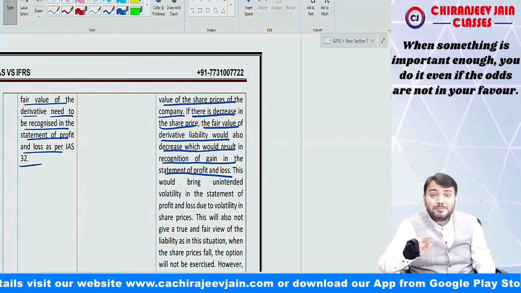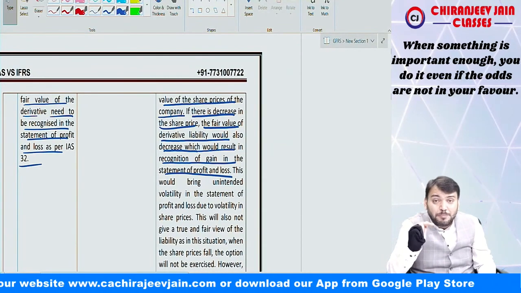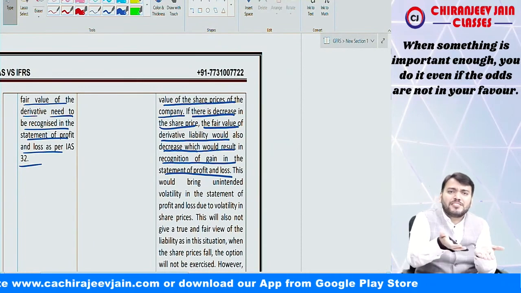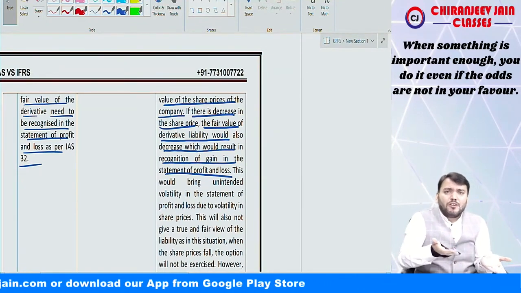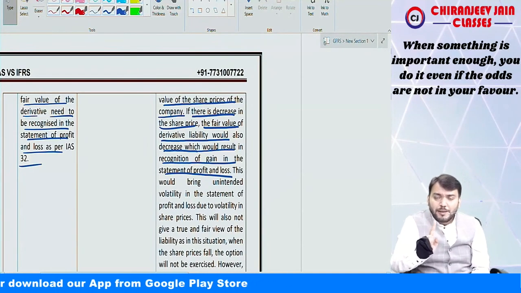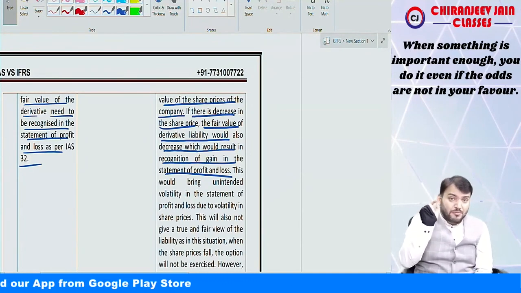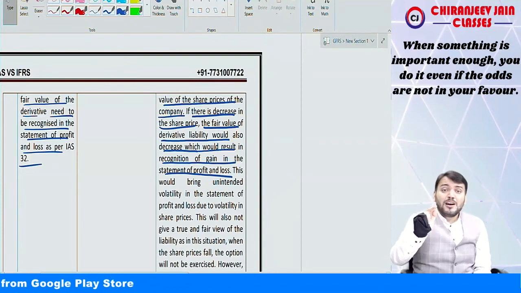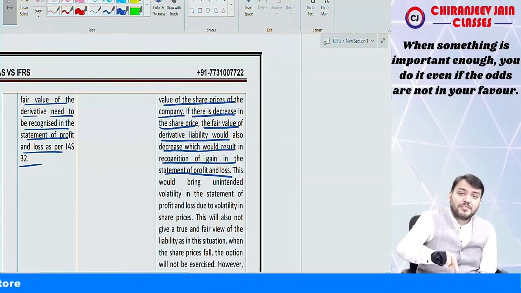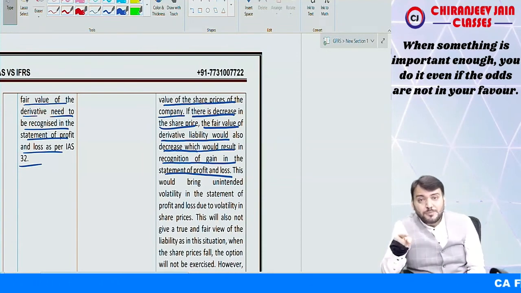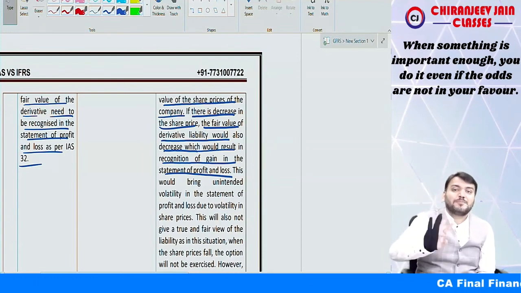However, can I say if the price of shares decreases, no one will exercise the option. If they will not exercise it, the question of gain or loss will not arise. Are you able to understand what I am saying? So just try to understand what they want to say. If you are considering it as an option, so these options will be exercised only when the market price of shares is more than exercise price.